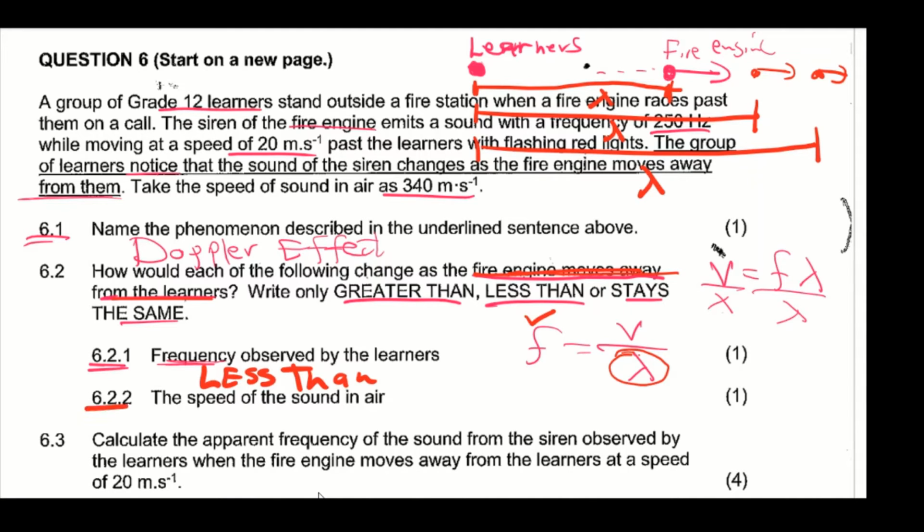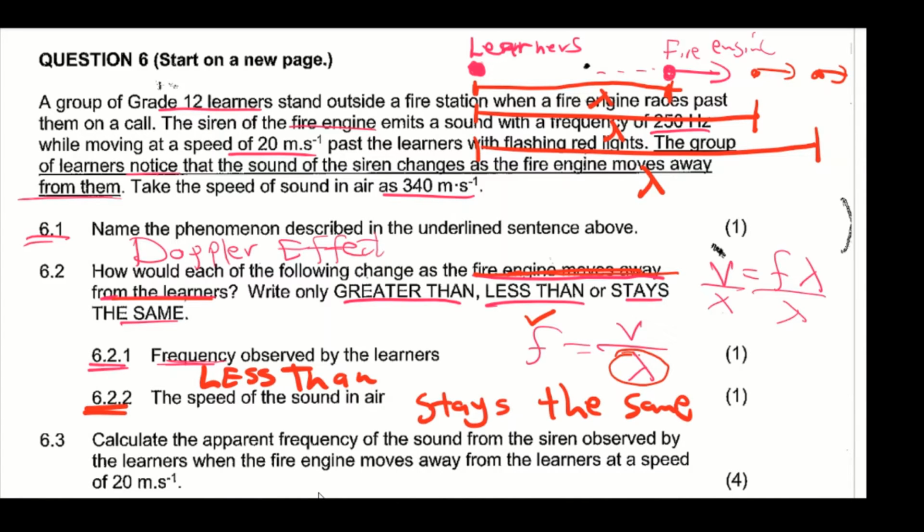And then 6.2.2 says the speed of sound in air. The speed of sound in air doesn't really change. It stays the same because it is not affected by the event that is happening. The speed of sound is just the speed of sound in air. It's not even the speed of the fire engine. So it's just going to stay the same.